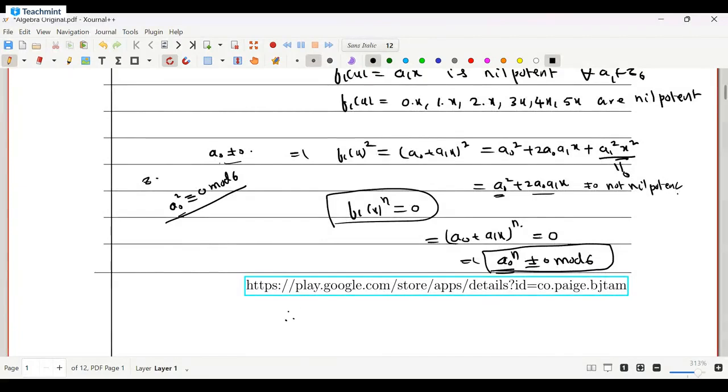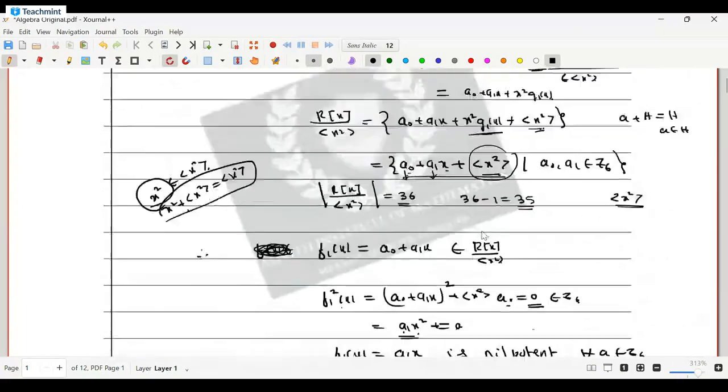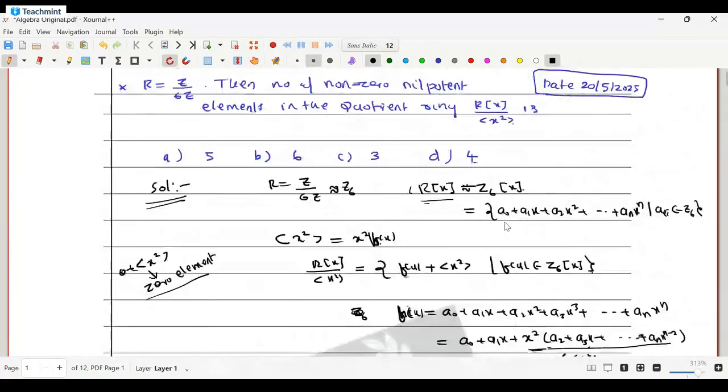So therefore how many are there, sir? Only these are nilpotent elements. How many non-zero ones are there? 1 2 3 4 and 5. So therefore there exist 5 non-zero nilpotent elements in Z6 of x by generated by x square. So the answer is 5.